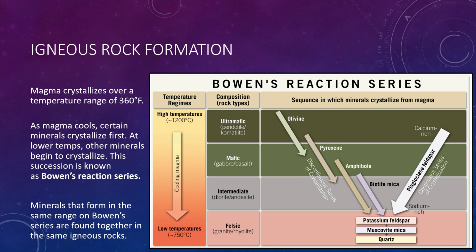Analysis of igneous rocks provides evidence that this crystallization model approximates what can happen in nature. In particular, we find that minerals that form in the same general range of Bowen's reaction series are found together in the same igneous rocks. For example, the minerals quartz, potassium feldspar, and muscovite are located in the same region of Bowen's diagram, and are typically found together as major constituents of the igneous rock granite.